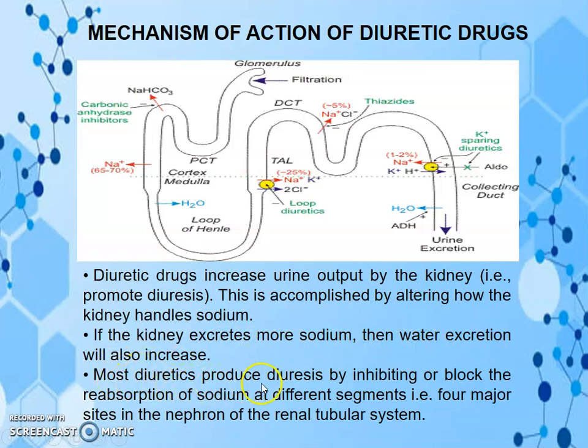Most diuretics produce diuresis by inhibiting or blocking the reabsorption of sodium at different segments. That is, there are four major sites in the nephron of the renal tubular system, and these four sites are carbonic anhydrase inhibitors, then loop of Henle, then distal convoluted tubules, and finally the collecting duct.